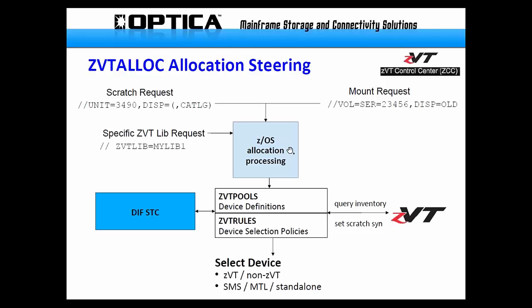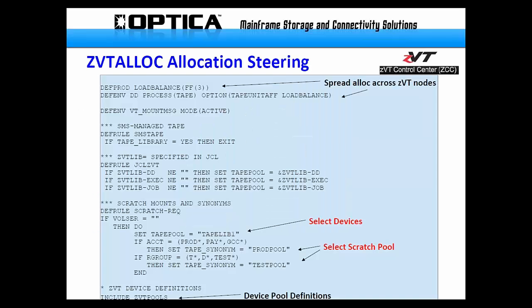So we get control as part of z/OS allocation processing, and we have, as we said, the pool definitions, which define what all of the tape drives in the system look like, and the policy rules that will allow us to query the ZVT inventory and say, for an existing tape, do you have the tape? Fine, I'll allocate to you. Or if you don't have the tape, I'll allocate to someone else. Or if it's a scratch tape, to set the scratch synonym so that the scratch tape is mounted from the proper pools. This is just an example of what the ZVT allocation steering rules look like.